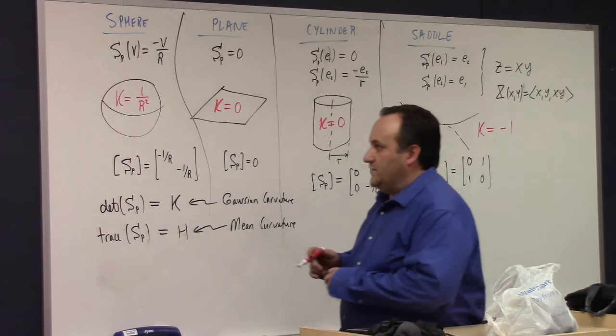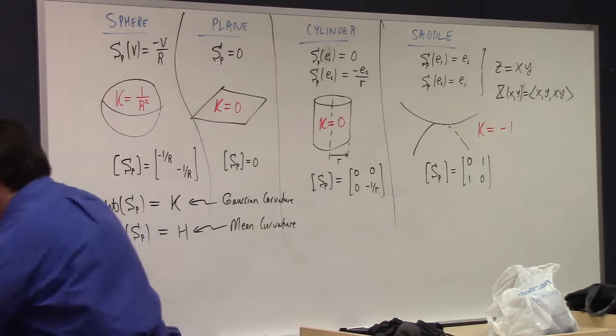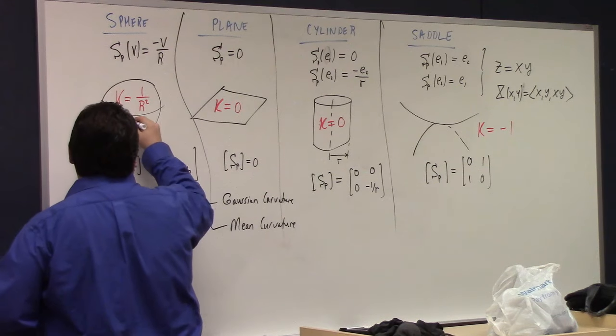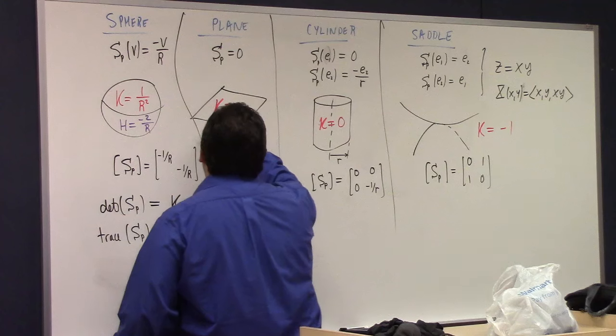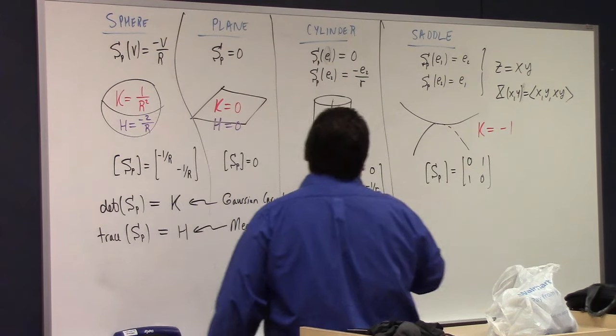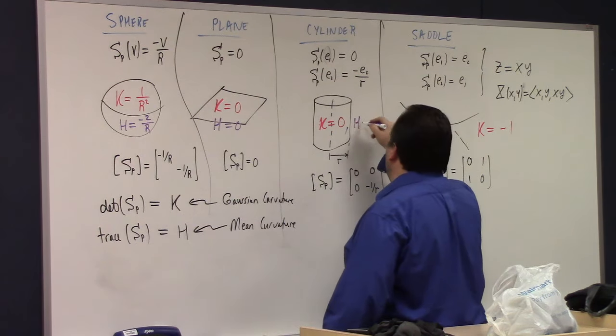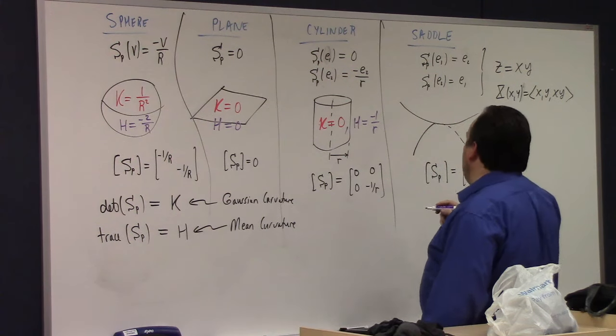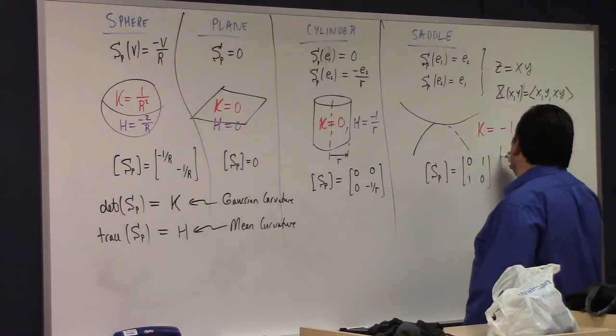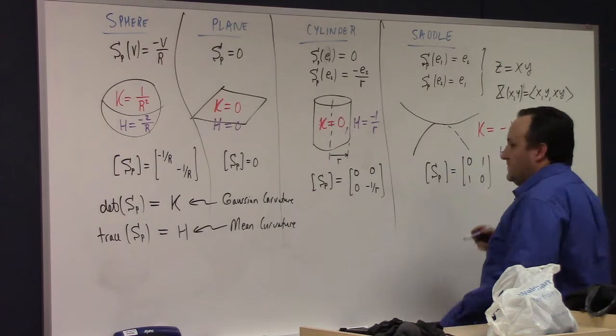Mean curvature. Well, the mean curvature of the sphere is what? Minus 2 over r, apparently. The mean curvature of the plane is 0. The mean curvature of the cylinder is minus 1 over r. The mean curvature of the saddle surface is 0.